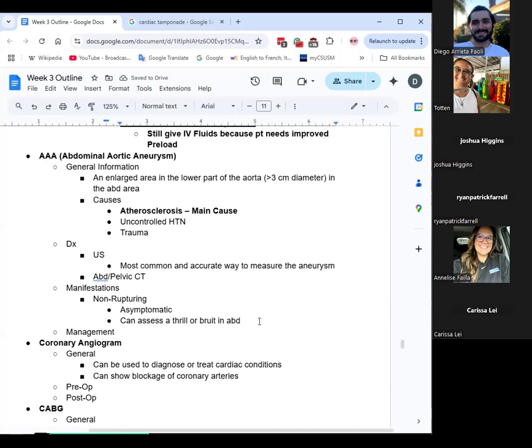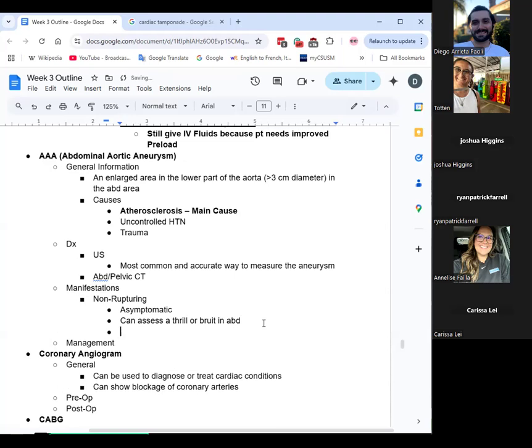When it comes to the thrill and the bruit, let's say somebody has an abdominal aortic aneurysm. You see a little lump somewhere, you see the bruit and you see the thrill. What is something you don't want to do when you're assessing this person? Let's try not to palpate. Let's try not to rupture it. So that's going to be a key thing if you see an answer choice that says to do that.